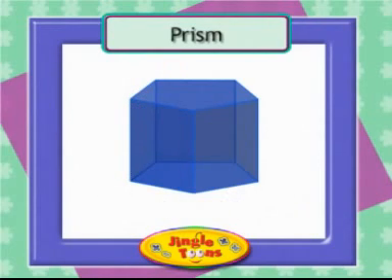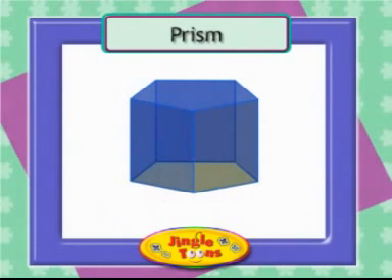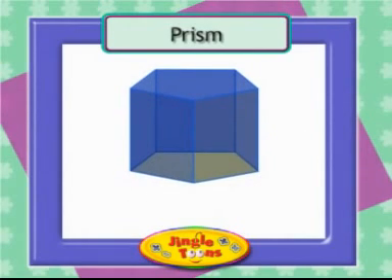Now, to calculate the volume of the prism, we have to first calculate the area of the base surface. Once we have done that, the formula to calculate the volume of the prism is, for the prism with base surface area A and height h, volume is equal to A multiplied by h.